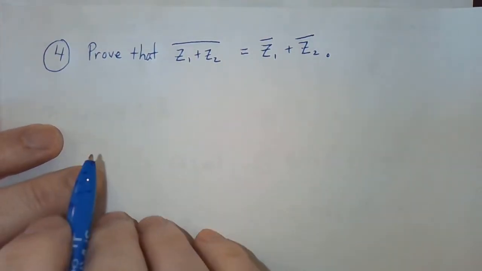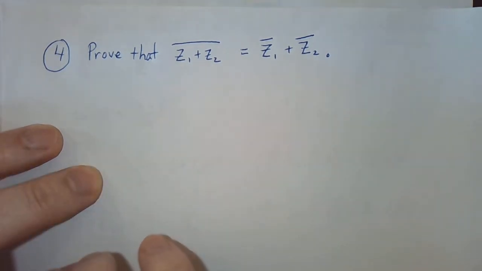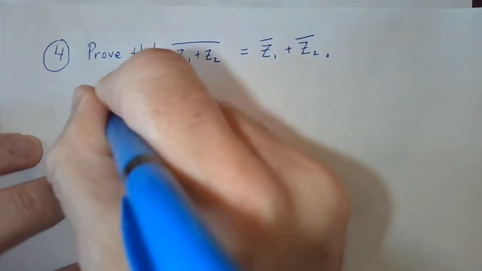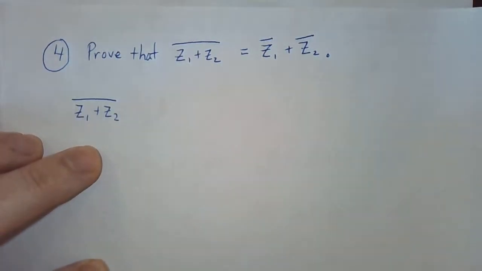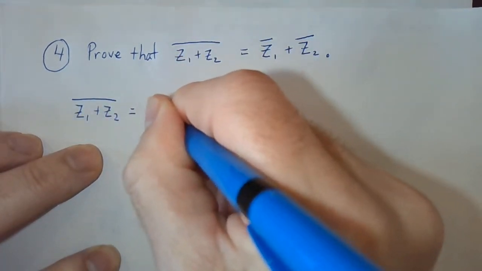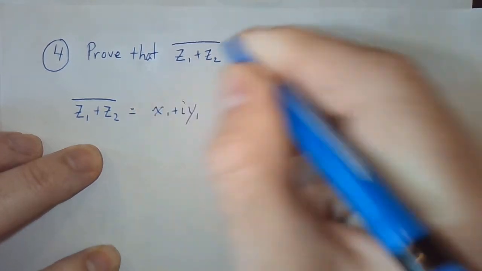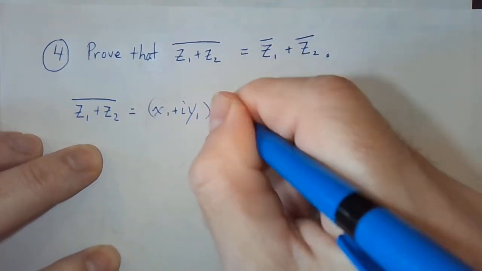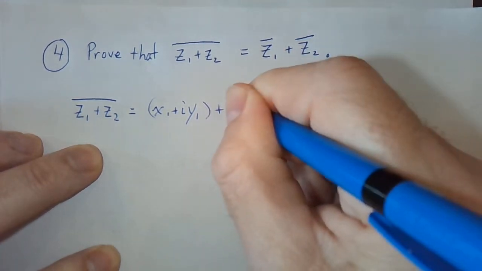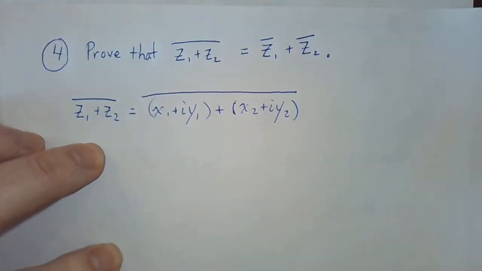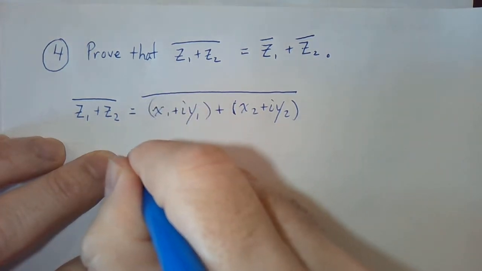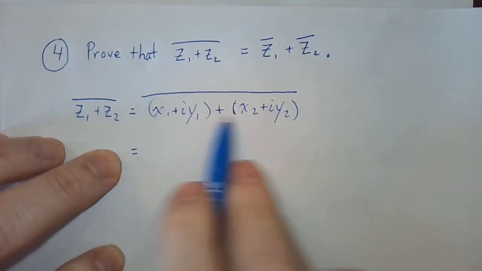All right, well, as we stated earlier, we can write z1 plus z2 conjugate. We can write these in the rectangular form, where z1 is x1 plus iy1 plus z2, which is x2 plus iy2. And then we're taking the complex conjugate of that. Well, let's keep the complex conjugate bar, but let's do some rearranging down here.